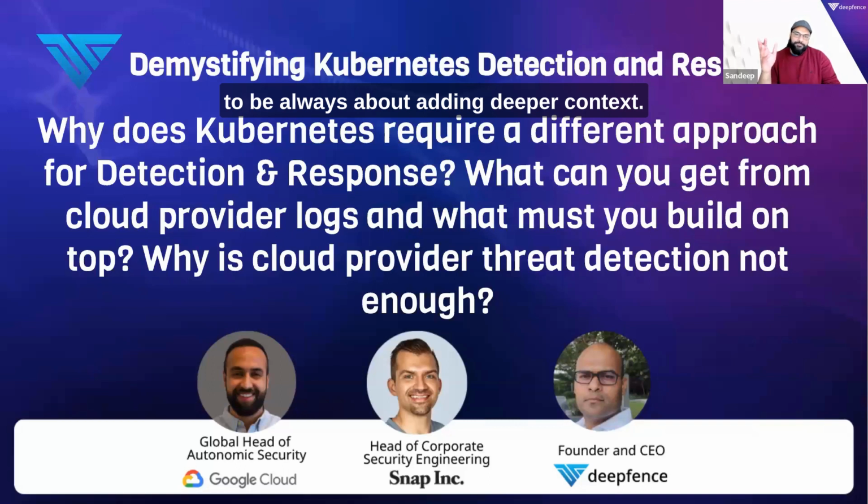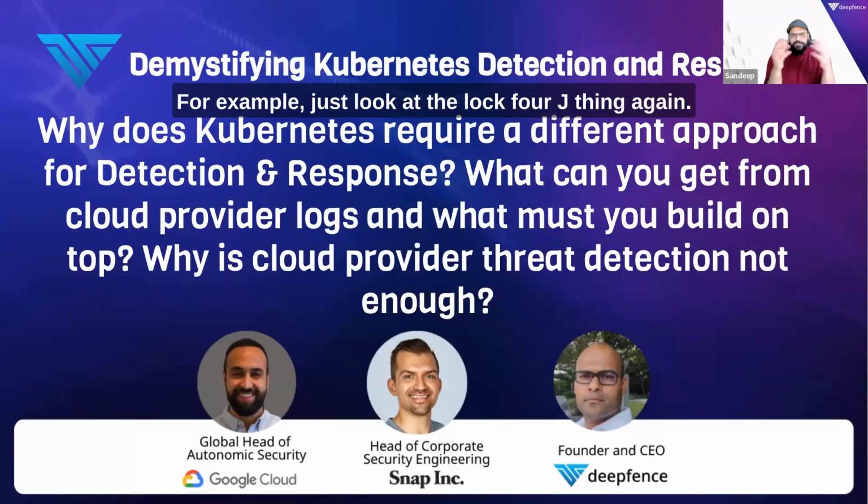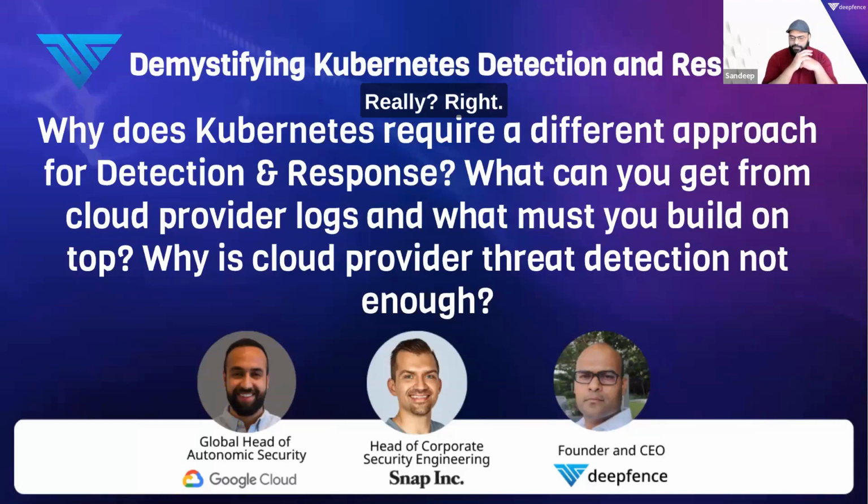adding deeper context. Because look, logs are there, people are logging stuff their own way with certain verbosity. Is that enough though? And when is it going to be enough? It's going to be enough when you have more actionable context. For example, just look at the Log4j thing again, right?